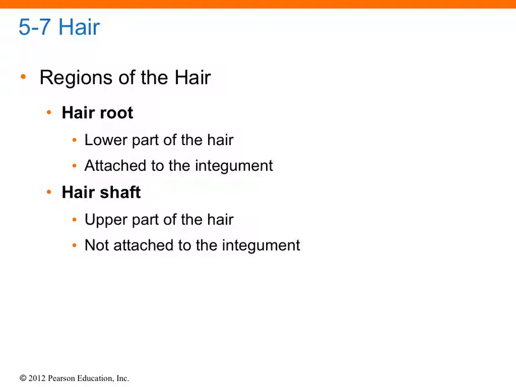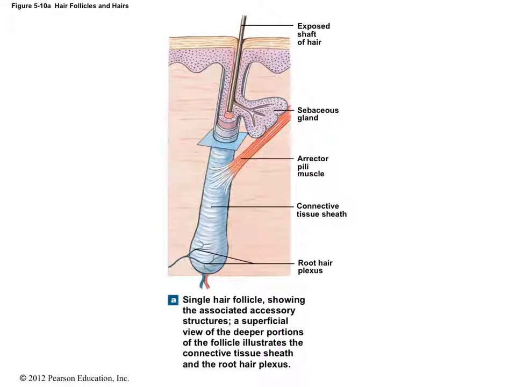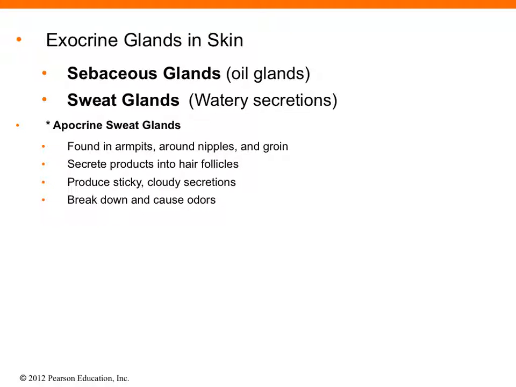The regions of the hair include the hair root and the hair shaft, and here you can see the root, the connective sheath, the erector pili muscle, the sebaceous gland, and the exposed hair shaft. The exocrine glands, sebaceous glands, are oil glands, and sweat glands are watery secretions. The apocrine sweat glands are found in the armpits, around the nipples, and the groin, and they produce sticky, cloudy secretions, and when it breaks down, it causes body odor. Bacteria use the sweat as a source of food.